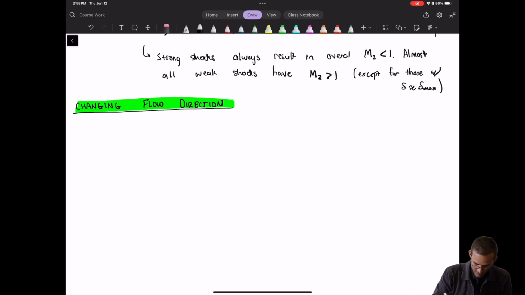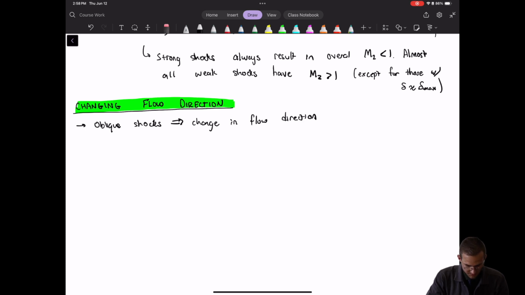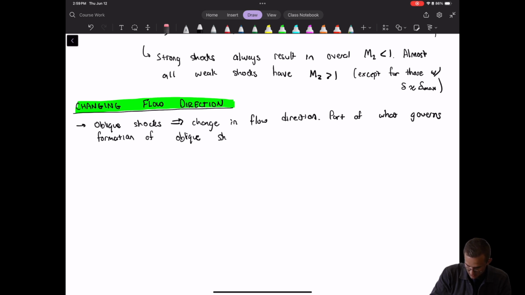So oblique shocks result in change in flow direction, as we saw above. So this is part of what governs the formation of oblique shocks around objects.